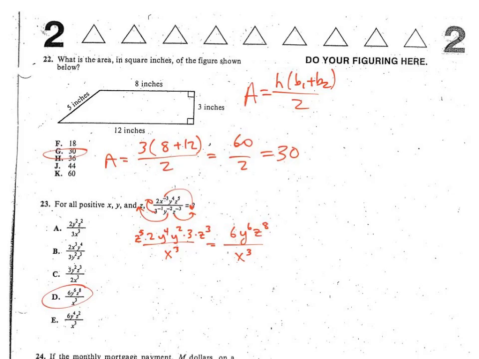For 22, we're trying to find the area of a trapezoid, and if you know the area formula, which is height times base 1 plus base 2, all you have to do is identify the different dimensions. So our height is 3, and our two bases would be 8 and 12, and putting that into the formula, we get 60 divided by 2, or 30.